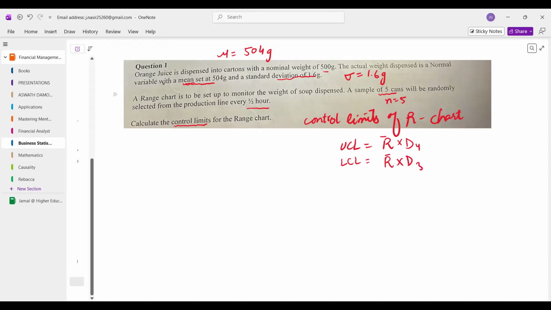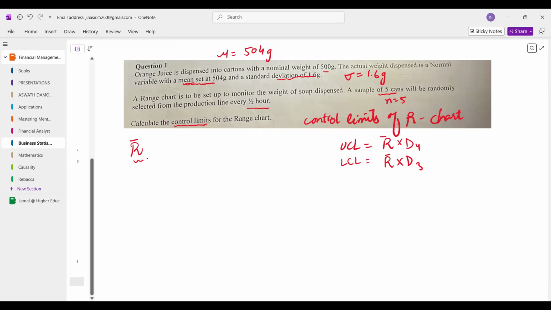But in the information that has been given to us, there's one thing missing: R bar. Because D4 and D3 can easily be looked up from the statistical process control table, given that we know the sample size. Our sample size is 5, so we can go to the table and look for the corresponding values for D4 and D3. But the thing is, we do not know the R bar.